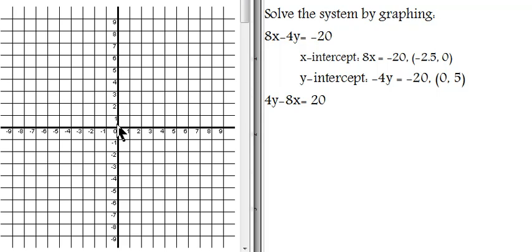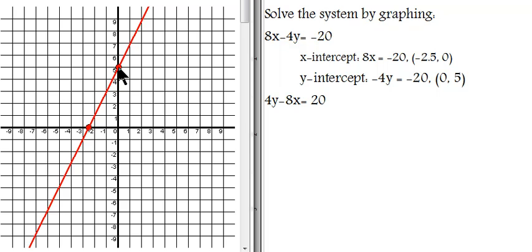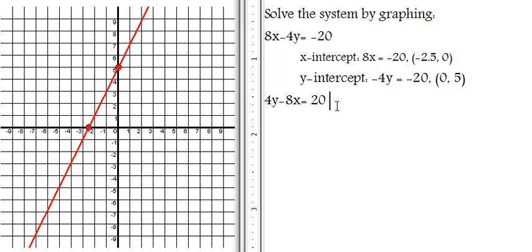So negative 2.5, 0 is right there. And then 0, 5 is right there. So that's the graph of the first line. Now, honestly, I see that this equation is going to be exactly the same if I just multiply both sides by negative 1. What do you know? It's the same equation. Its graph is going to be the same.